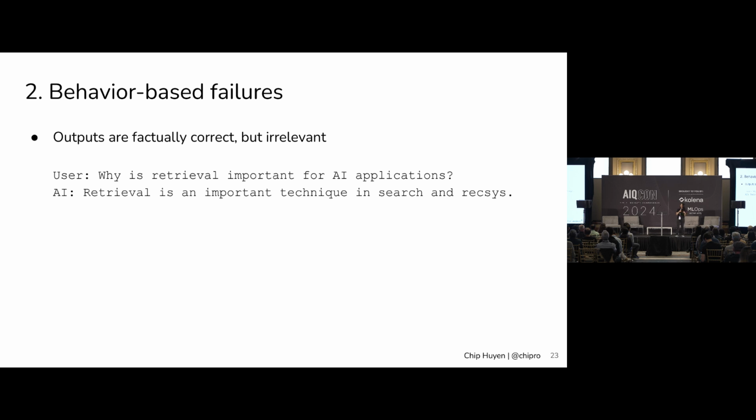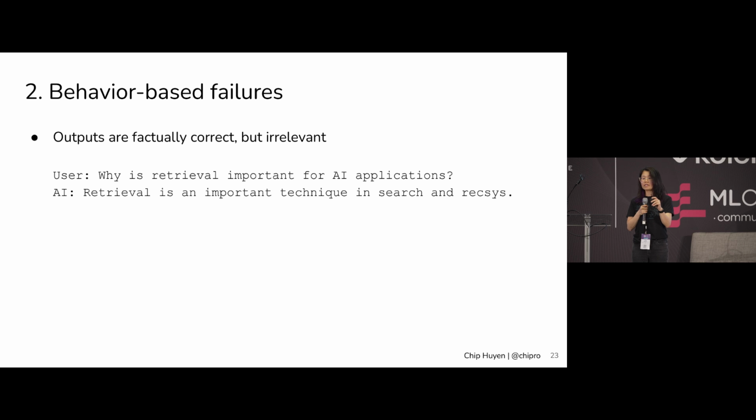Okay, the next type of failure is behavior failures. One way it looks is when the outputs are factually correct but are not quite what you want. Here is a simple example. The user asks, hey, why is retrieval important for AI applications? And it responds, retrieval is an important technique for search and recommender systems. This is correct, but it's not what the user wants.